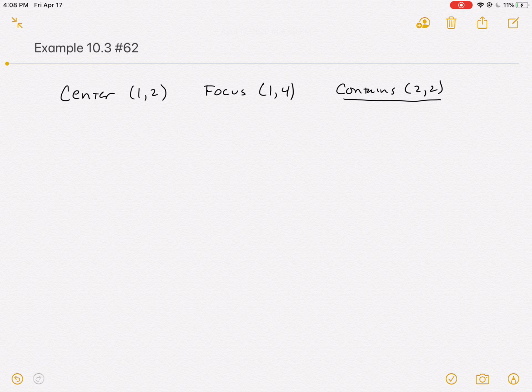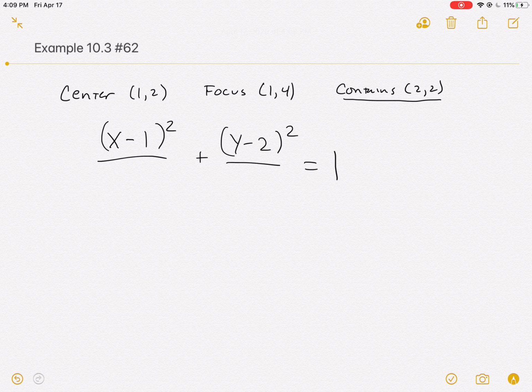Well, notice what everything's happening to. Everything's happening to the y. So it doesn't matter whether you put x or y first, so I'm going to just stress that by putting the x first and do (x minus 1) squared over something plus (y minus 2) squared over something, and that's equaling 1.